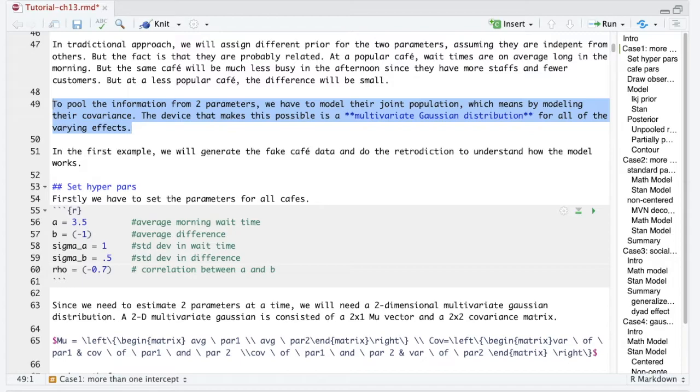However, to make a model learn this kind of information, we need some mathematical tricks. We have to model their joint population, which means modeling their covariance. We need a distribution that can have a multivariate outcome, where 2 parameters can be drawn together at the same time from that distribution. The distribution which makes this possible is a multivariate Gaussian distribution.